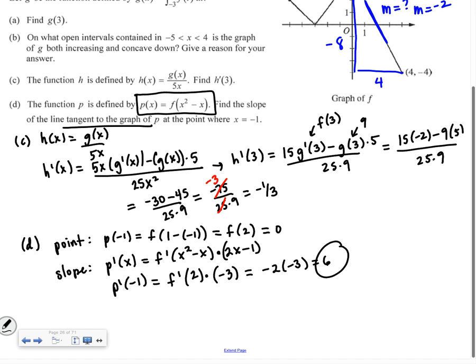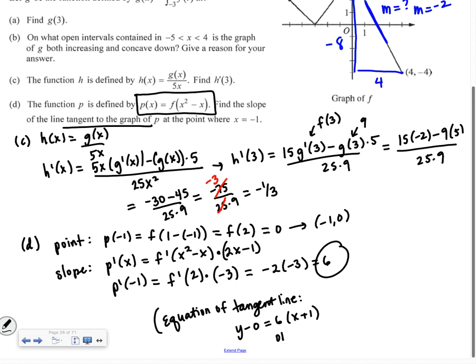That's all you need. If it asks for the equation of the tangent line, which is what I thought it was going to ask, you would need the point as well, right? So we have the point. We plugged in -1 and got 0. So we'd have y minus 0 equals 6 times x minus a -1, so x plus 1. Or you'd have y equals 6x plus 6. So if it asked you to go a step further, just make sure you would need your point and the slope, and you would go a little bit further.